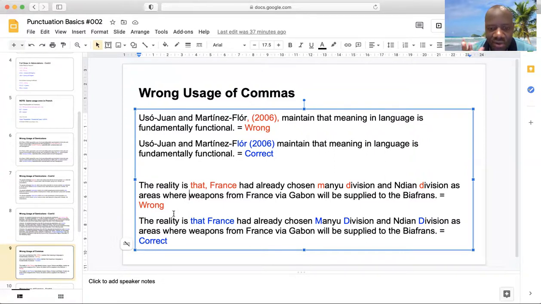Now, this is another sentence. This one culled from a post by a blogger or journalist on social media. And the person writes, the reality is that France had already chosen Minute Division, Jan Division as areas where weapons from France via Gabon will be supplied to the Biafra.